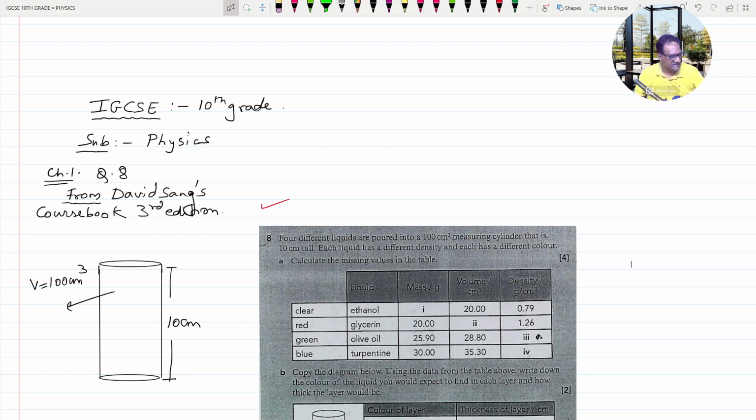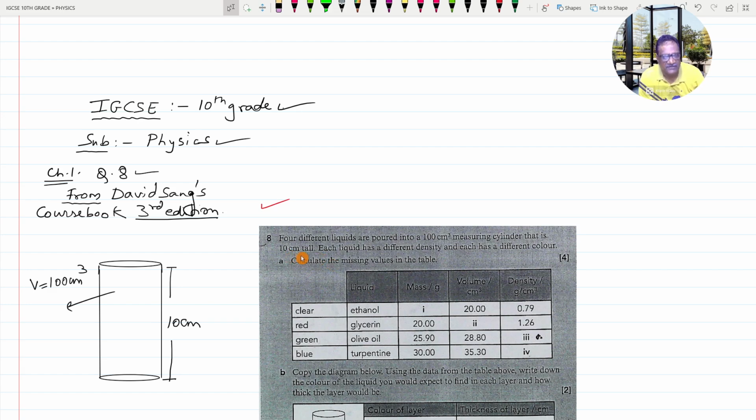In today's session we are going to deal with IGCSE 10th grade physics, and we are going to discuss question number 8 from chapter number 1. This particular chapter is from David Sang's course book, the third edition, the recent one. Question number 8 is already on the screen, you can see. So I'll read out the question for you, and we'll start discussing the solution for that as well.